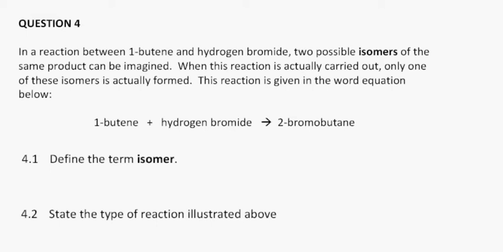Some people get into difficulty starting off this definition. It helps if you use the plural, so say isomers are compounds, and if you give the plural there, it makes the rest of the definition a lot easier. Compounds with the same molecular formula but a different structural formula. So that's the definition. Isomers are compounds with the same molecular formula but a different structural formula.